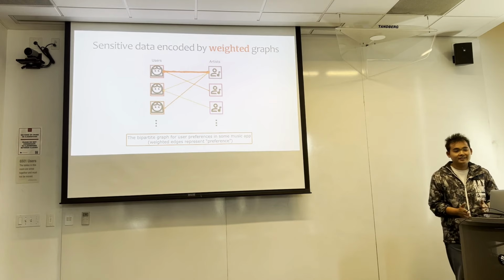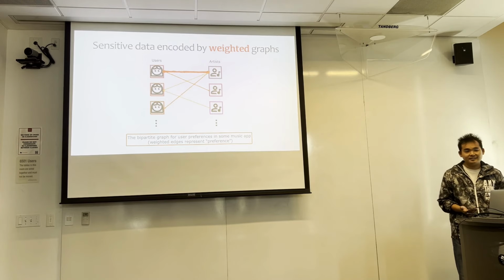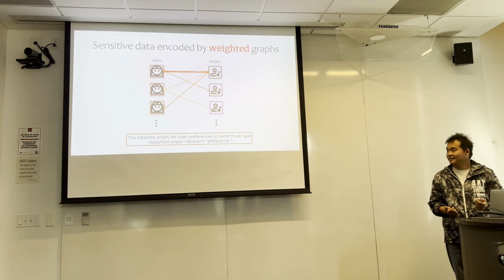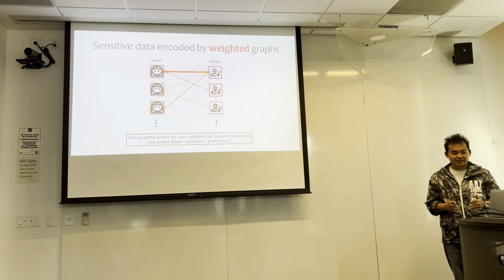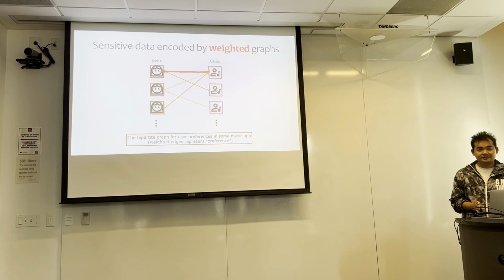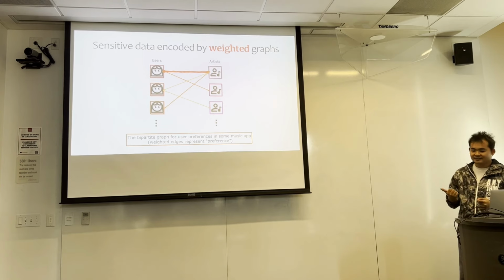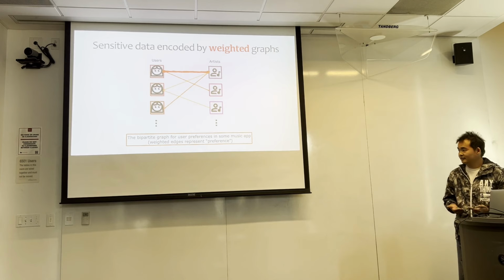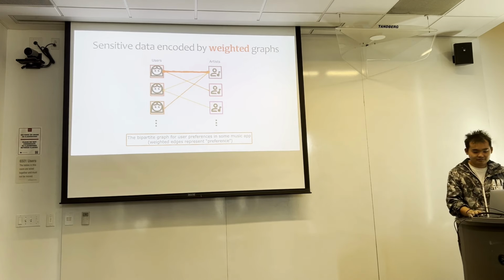We all know graph-related data structures are widely used in industry, and most of them are weighted. For example, in some music app, there is a bipartite graph that is used for modeling the user preference for different artists and albums. In this case, there is a list of artists and a list of users, and the attribute will represent the user preference to the corresponding artist.